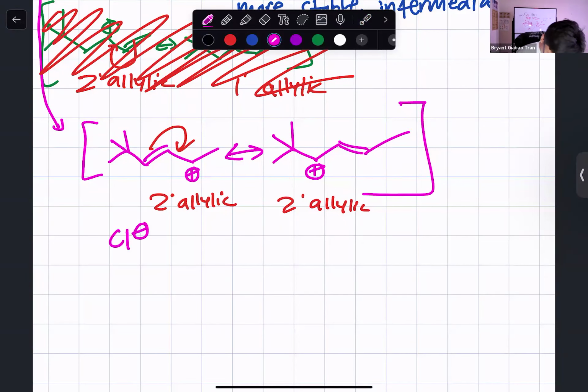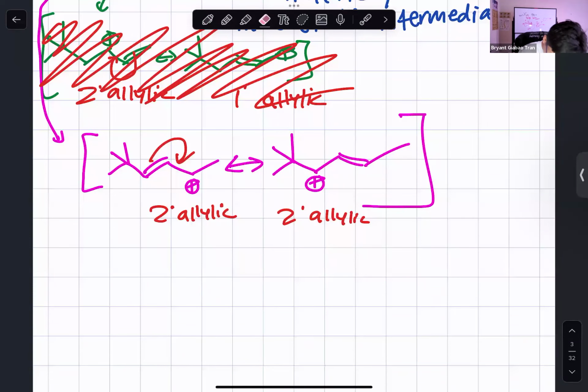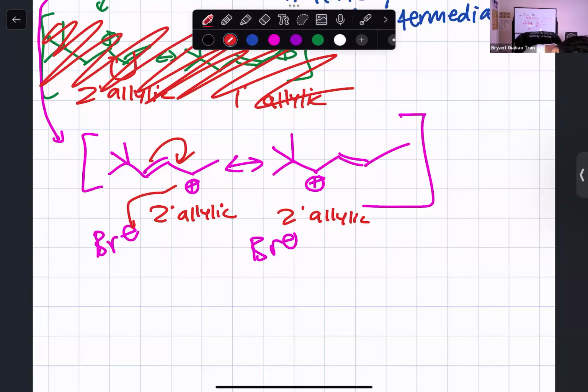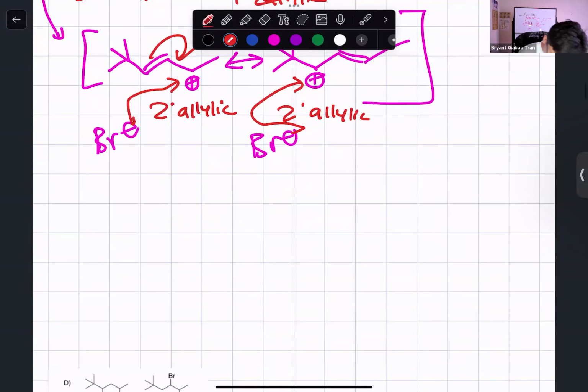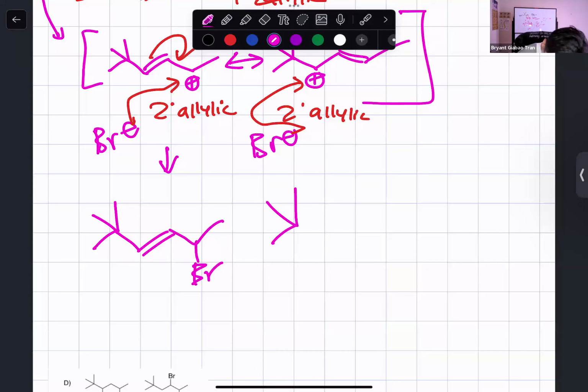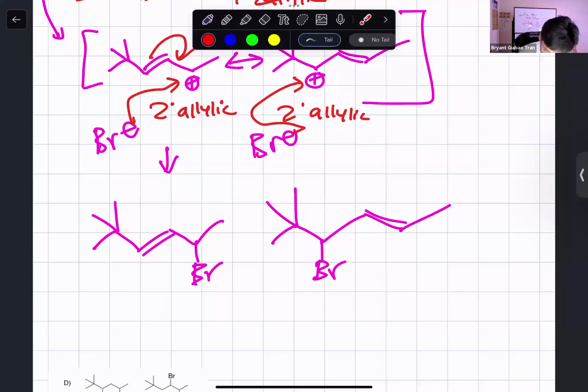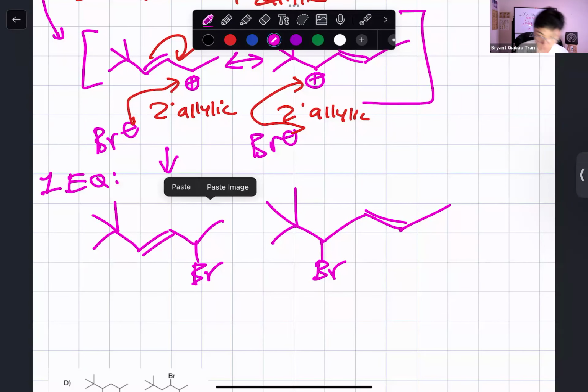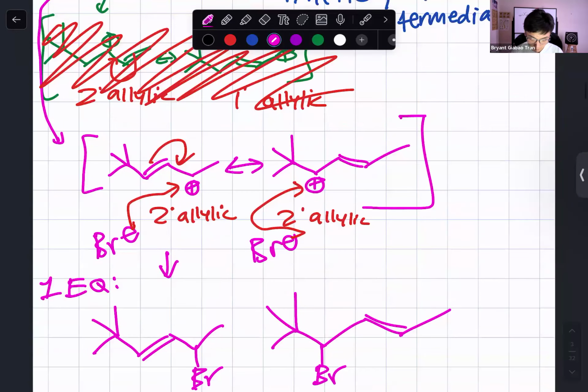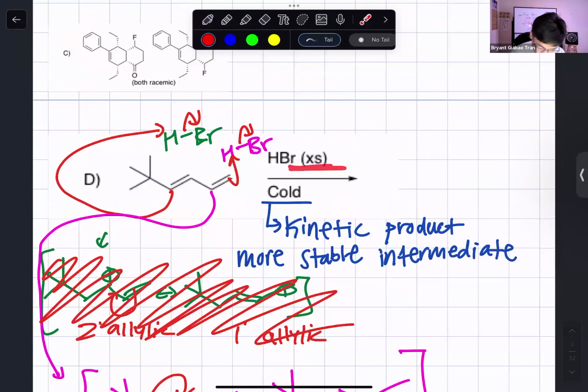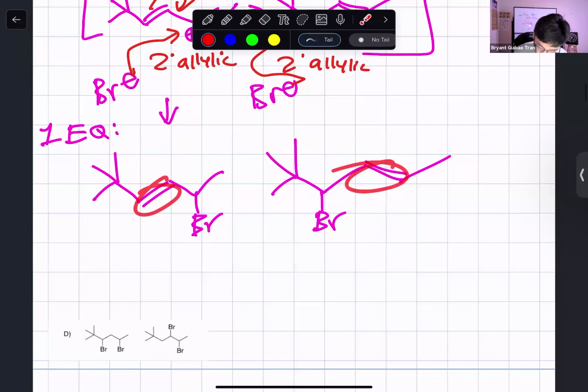So when, what was it? Yeah, Br minus comes in to attack the carbocation, we're gonna get these kinetic products here. One is gonna be that, the other one is gonna be this right here, right? Now, this is gonna be the answer if you have one equivalent of HBr, right? But we don't have one equivalent of HBr. We have excess amount.